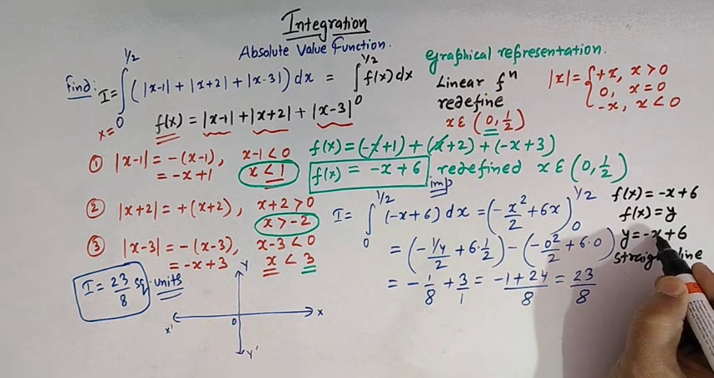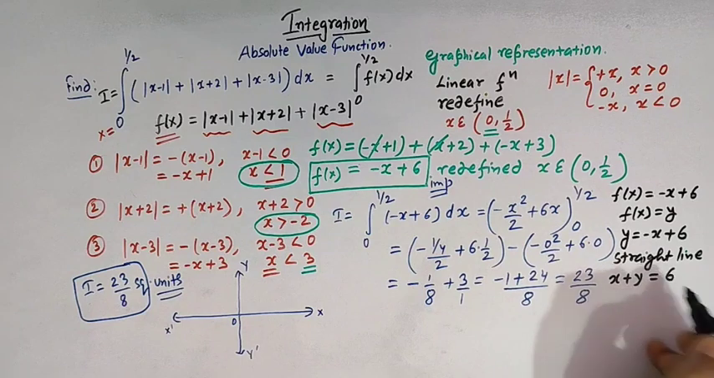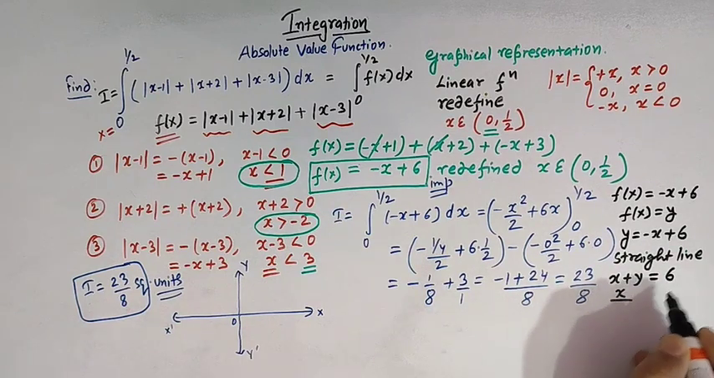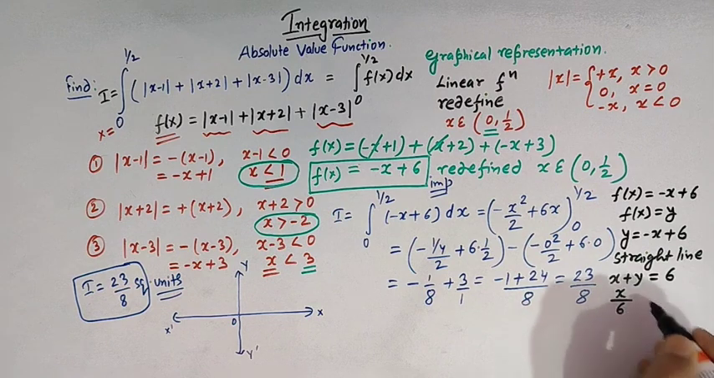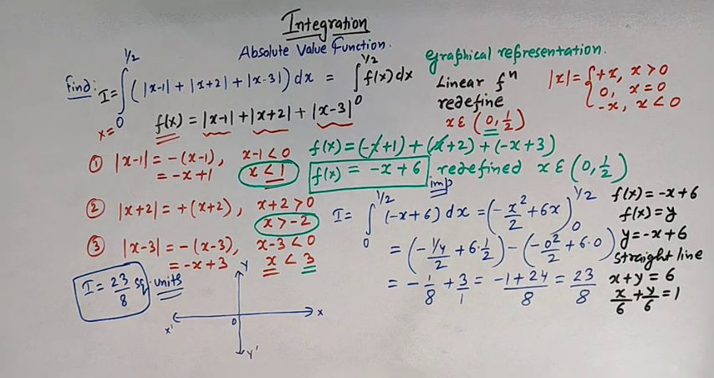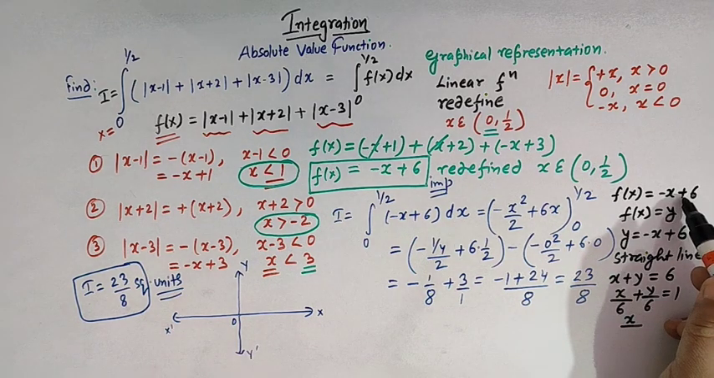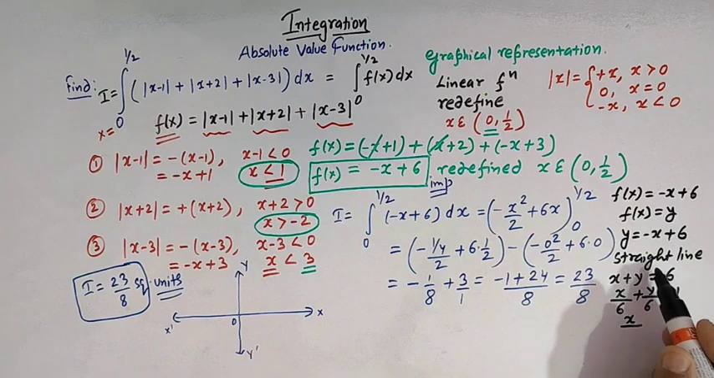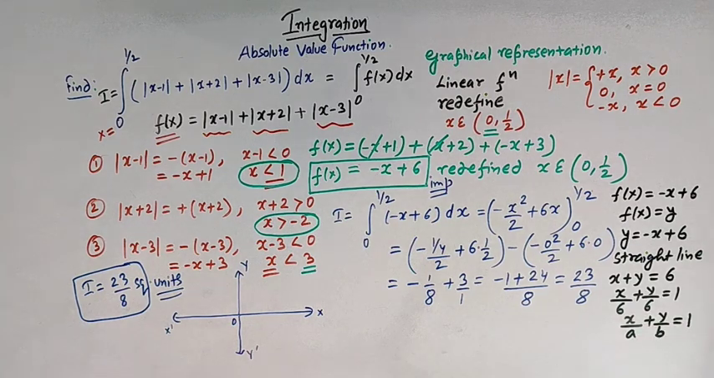So here if we take minus x to this side, we have x plus y is equal to 6, and we can now write it in the intercept form, that is x over 6 plus y over 6 is equal to 1, right? So here we have represented this function in the intercept form of the straight line. So we have x over a plus y over b is equal to 1.